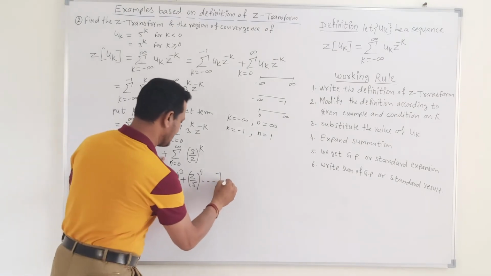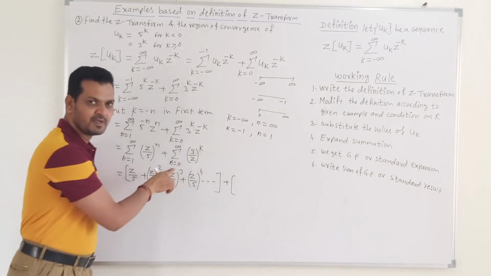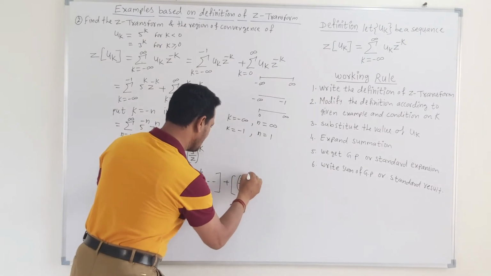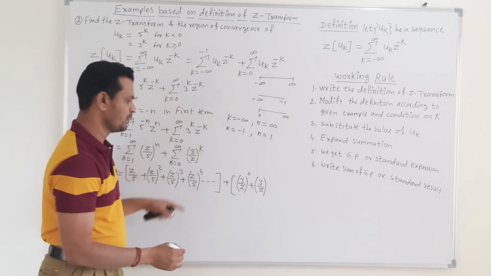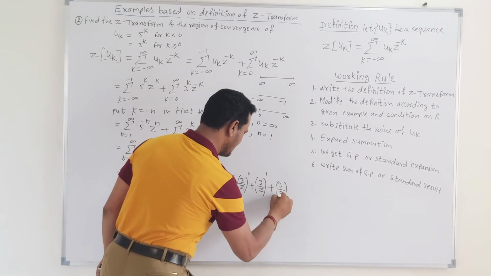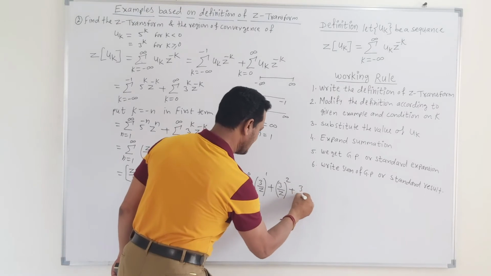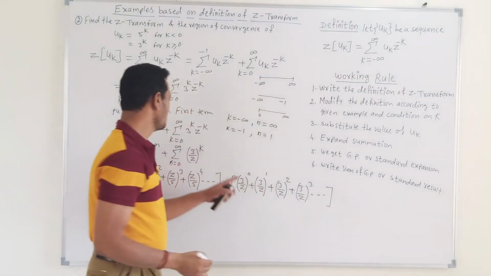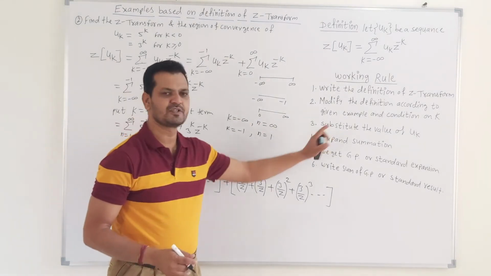Then plus the second summation. Put k equal to 0, so k starts from 0. We can write this as 3 upon z raised to 0, plus 3 upon z raised to 1, plus 3 upon z squared, then 3 upon z cubed, and so on. This goes up to k equal to infinity. So this is our step number 4, expansion of the function.